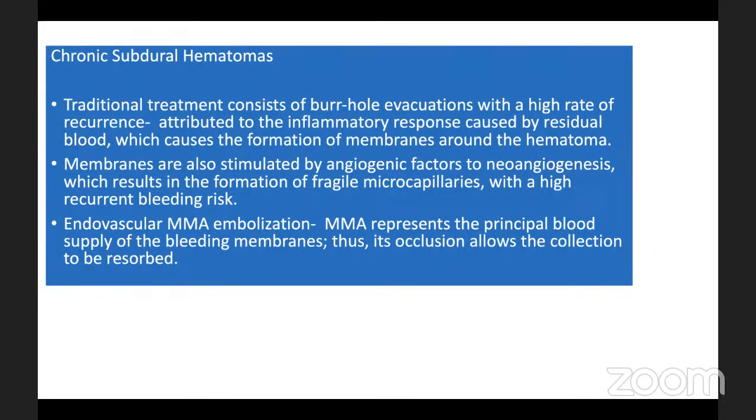Only thing is we have to be careful about the embryological variations and the branching, as well as the anastomotic pattern for avoiding the complications.